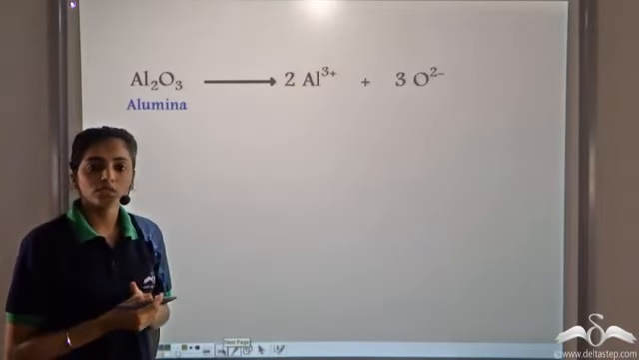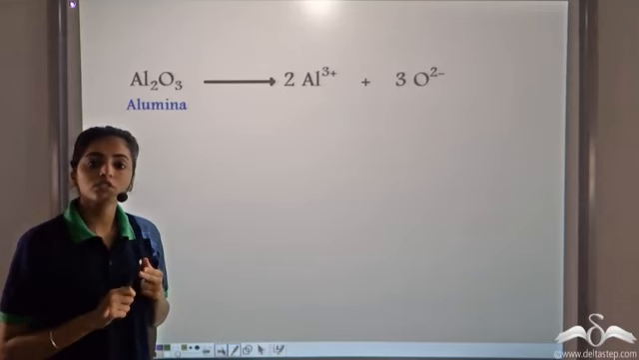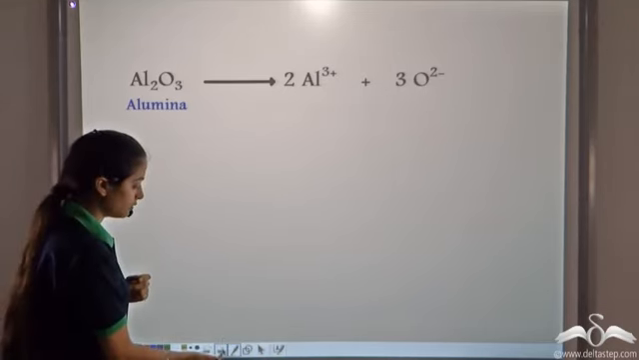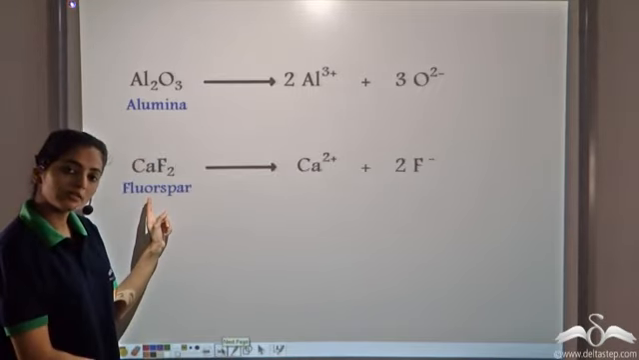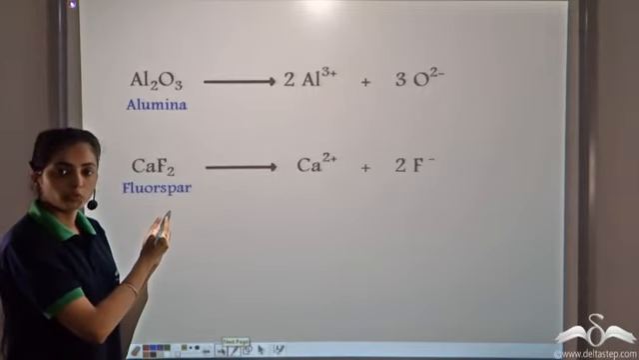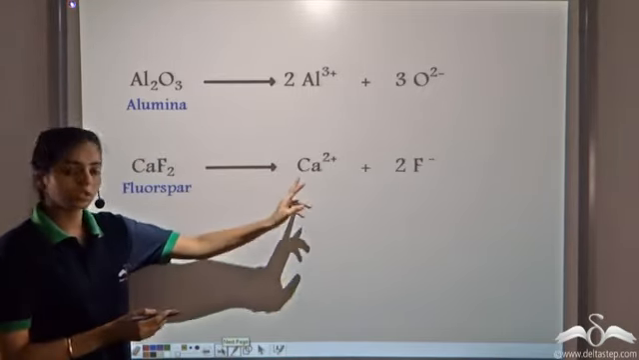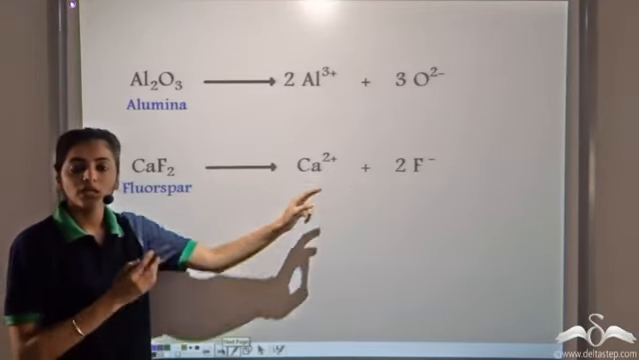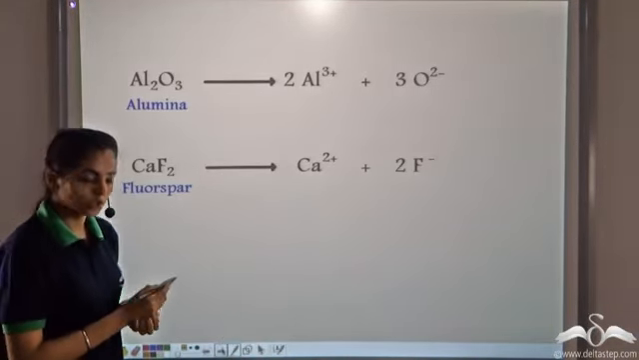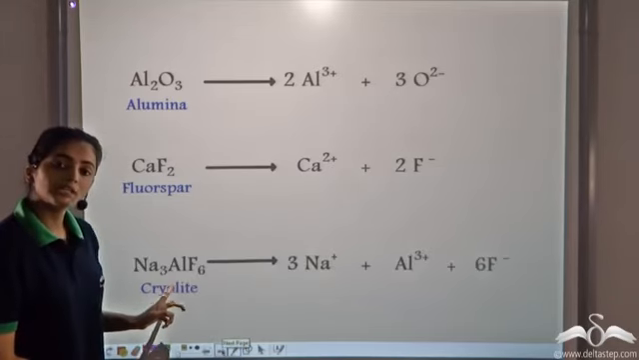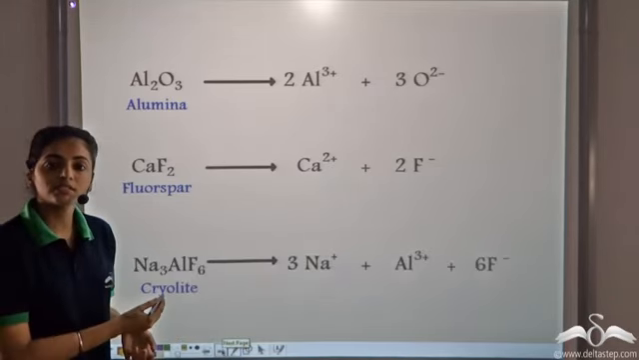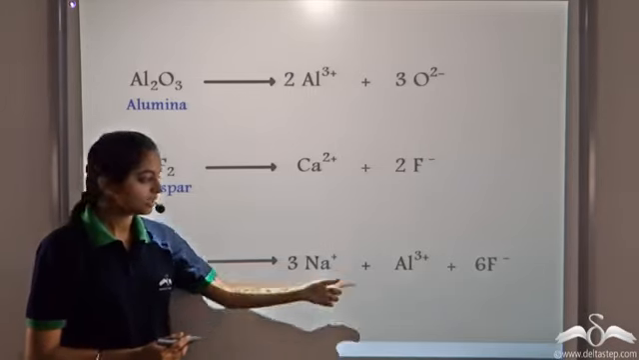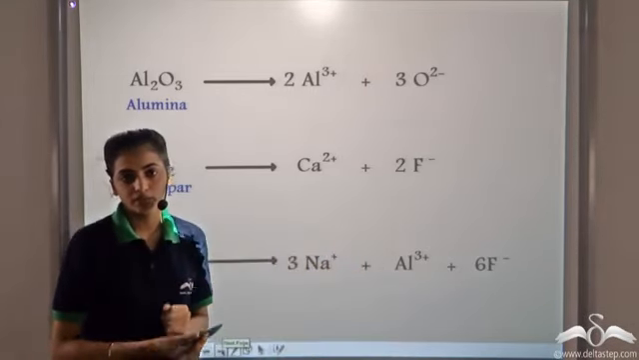In this electrolysis process, they also used two other electrolytes. The first one was fluorspar, that is CaF2. CaF2 dissociates to give Ca2+ and fluorine ions, that is F-. And the other electrolyte which was used is Na3AlF6, that is cryolite. This dissociates to form Na+, Al3+, and F-.